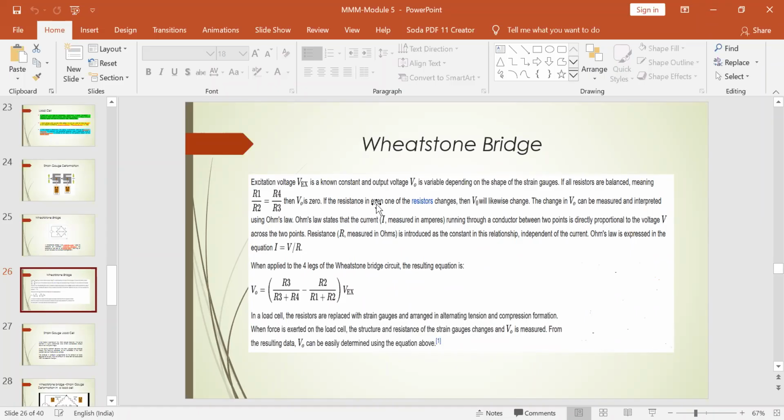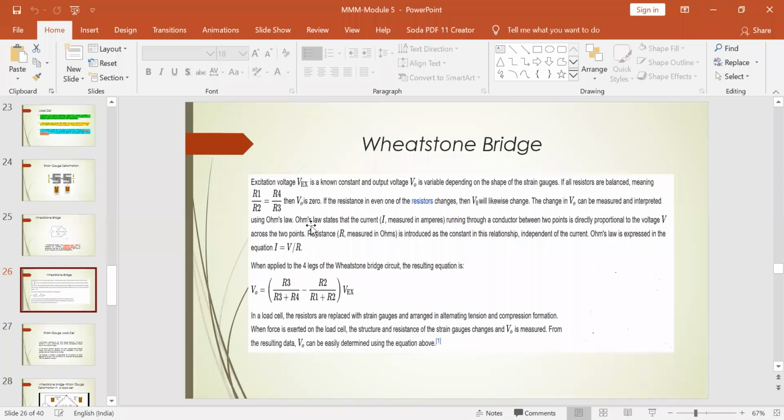Suppose even one of the resistors changes, then the output will also change. It won't be equal to zero. So if initially you balance it with this equilibrium condition, and then you change one of the resistors' values, the V naught will not remain the same. It will change accordingly. The change in the output voltage can be measured and interpreted by using Ohm's law.